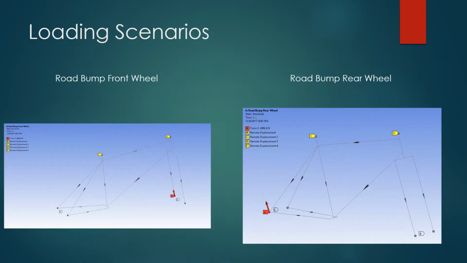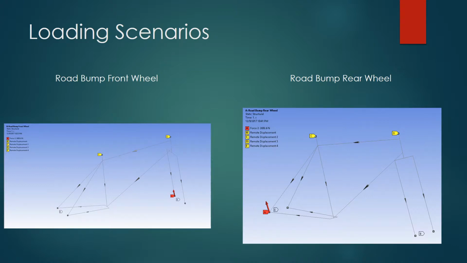The first loading scenario we used was the road bump front wheel that we found in that paper. Remote displacements were placed on the rear axle, seat post, head tube, and front axle to prevent rotation, and a force of 2,600 newtons was applied in plane with the fork.